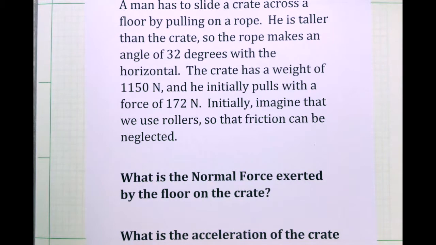In this video, we'll illustrate the process of problem solving using Newton's second law. The problem is as follows. A man has to slide a crate across a floor by pulling on a rope. He is taller than the crate, so the rope makes an angle of 32 degrees with the horizontal. The crate has a weight of 1,150 newtons, and he initially pulls with a force of 172 newtons.